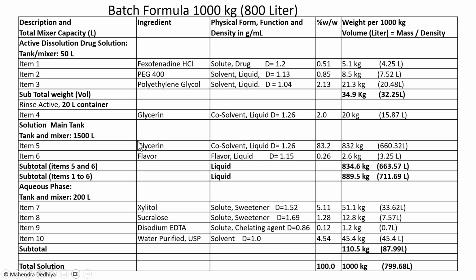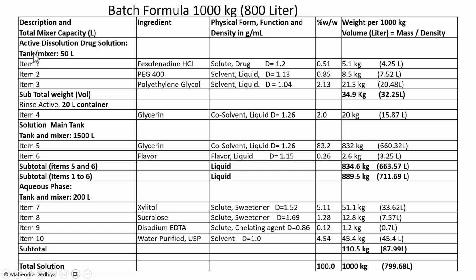Let's look at the batch formula for 1000 kilo. First step is to make the active solution. Dissolve the active in PEG 400 and polyethylene glycol. Glycerin, we use that as a rinse step if we were to transfer this. Items 5 and 6, which are glycerin and flavors, are added, followed by separately mixing the aqueous phase, which has xylitol, sucralose, sodium EDTA, and purified water.